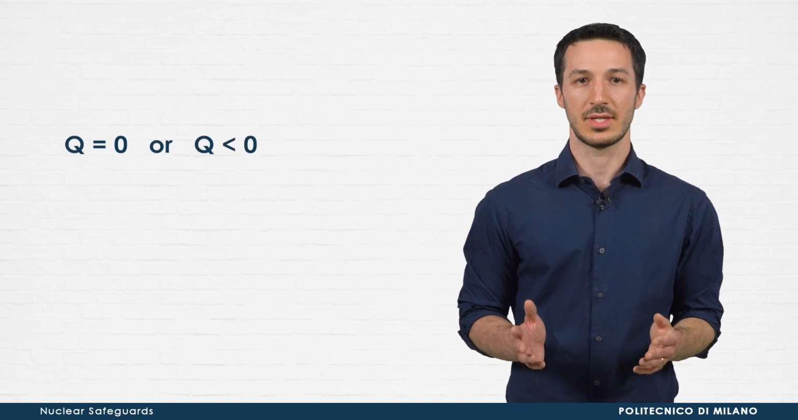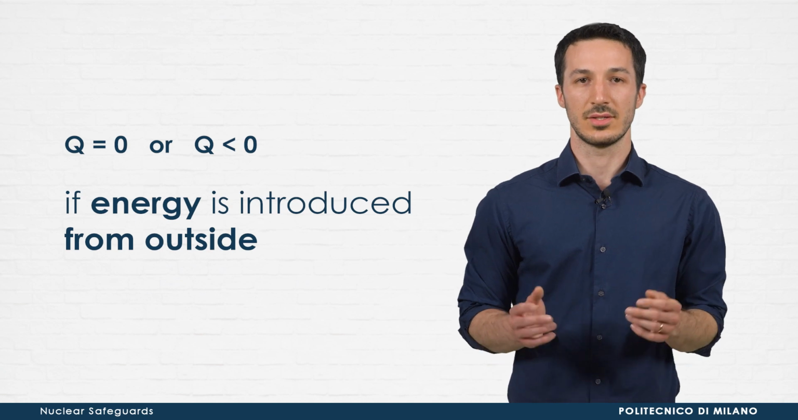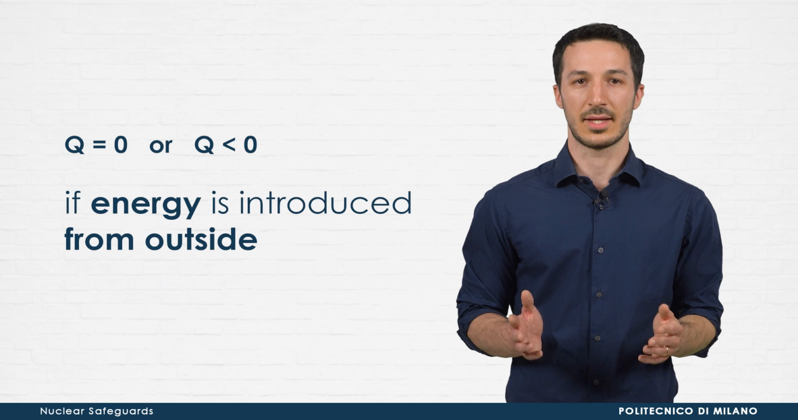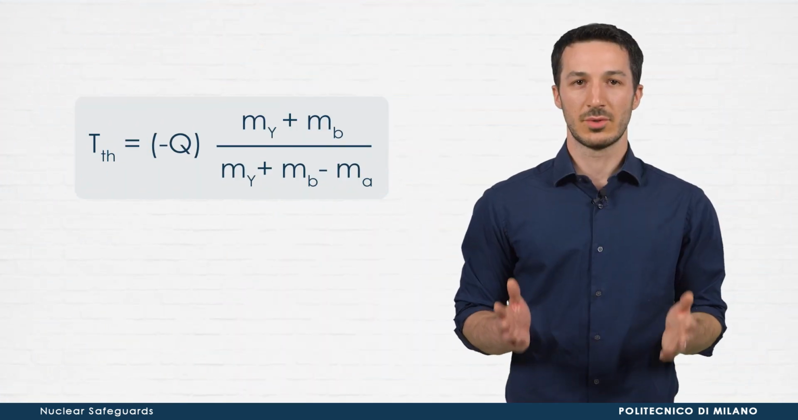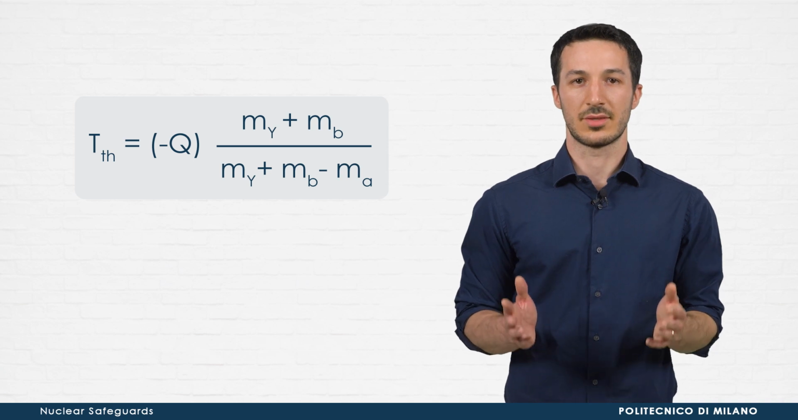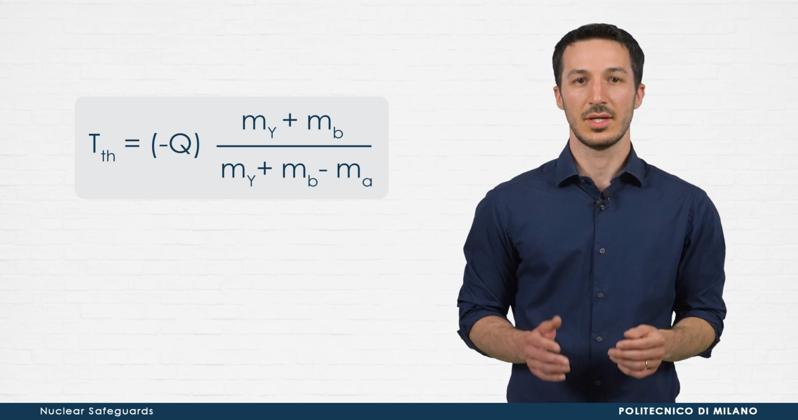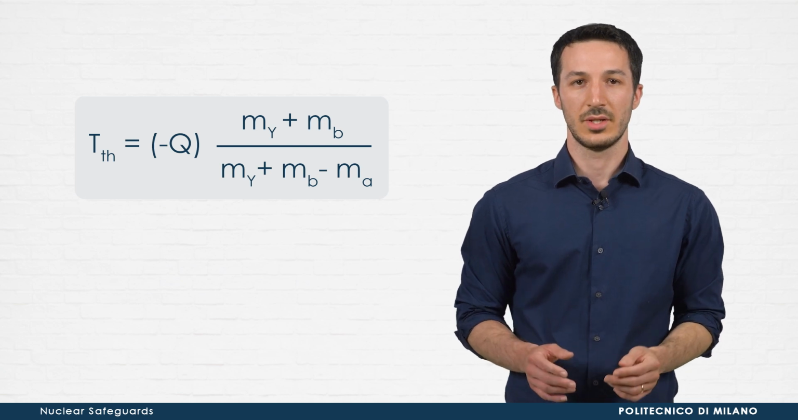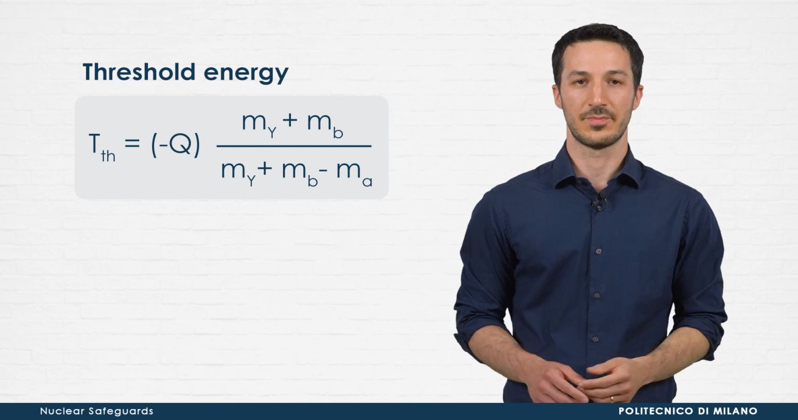Otherwise, the reaction takes place only if the amount of missing energy is introduced from outside, for example, by exploiting the kinetic energy of the projectile. One of the most interesting quantities that you can obtain from the energy analysis of the process is the minimum kinetic energy that the projectile must have for triggering the reaction. This energy is called threshold energy.